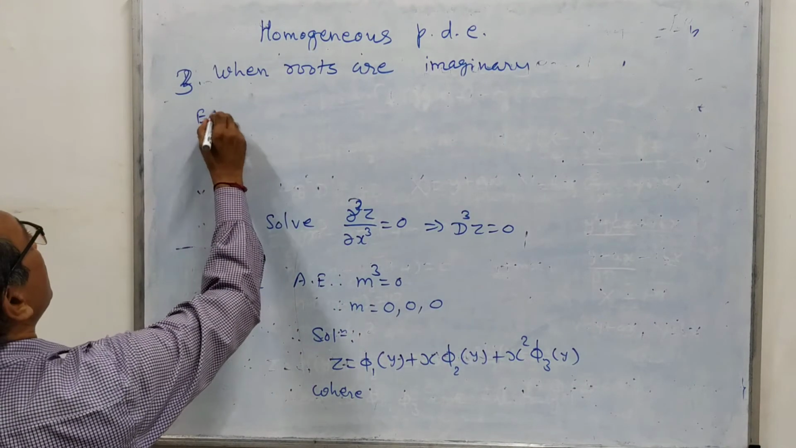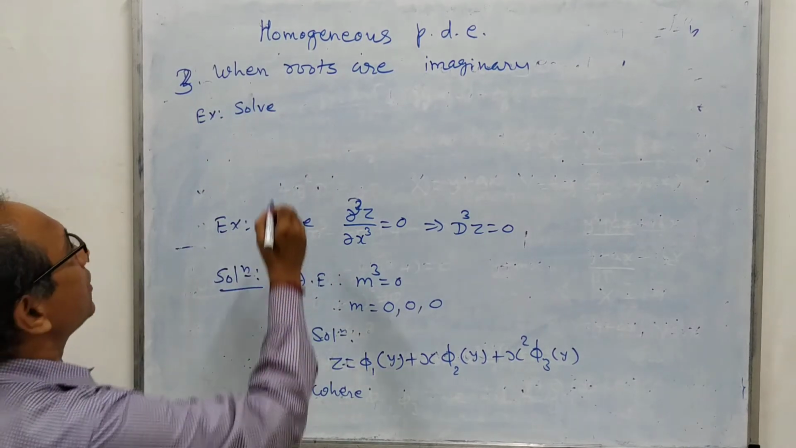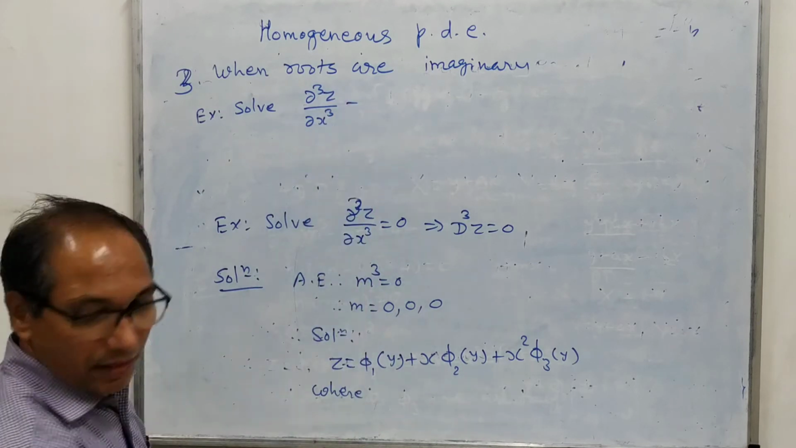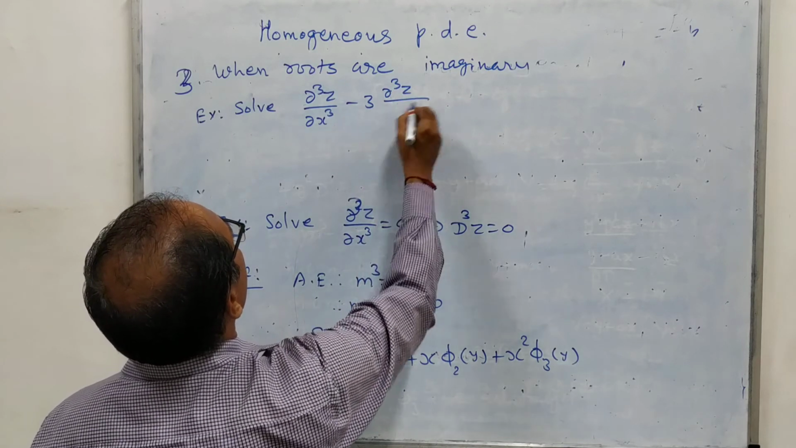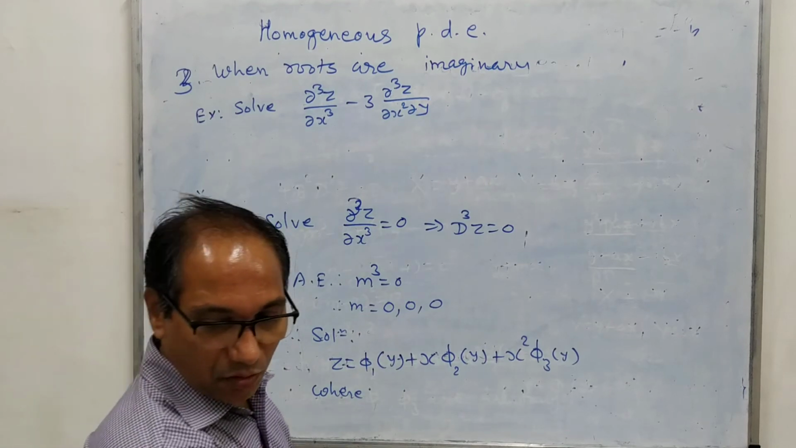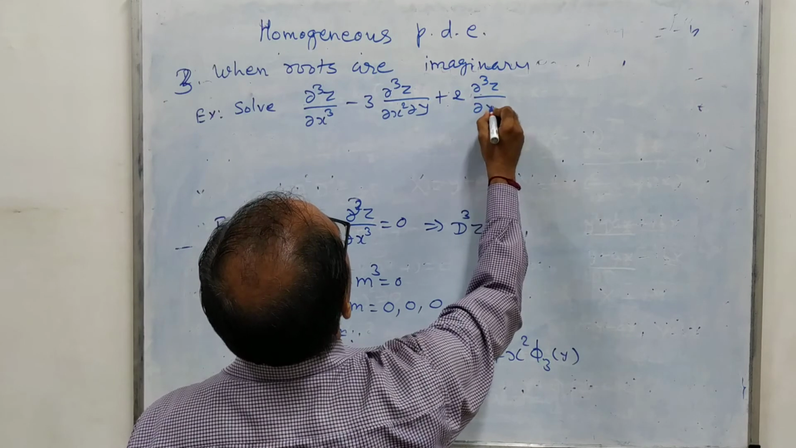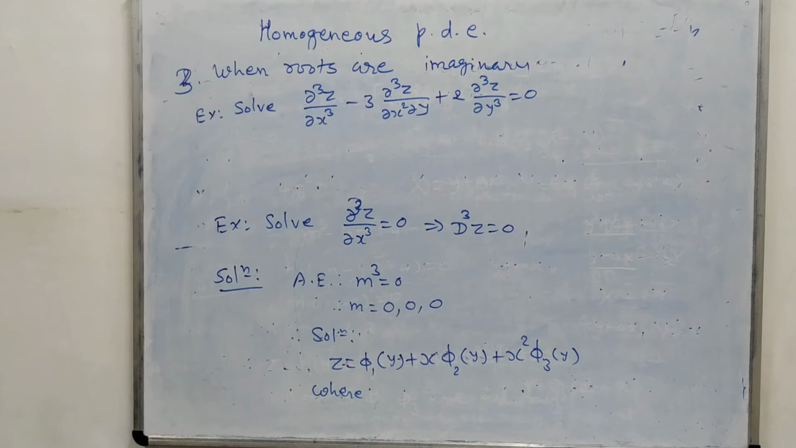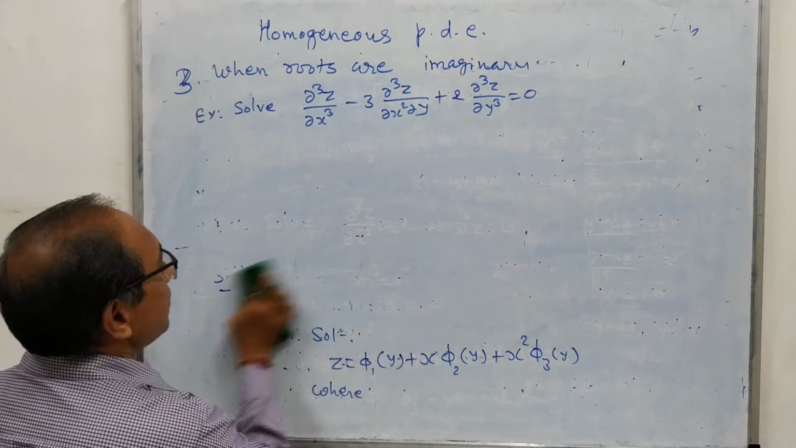Solve ∂³z/∂x³ − 3 ∂³z/∂x²∂y + 2 ∂³z/∂y³ = 0. So this is again the auxiliary form of the homogeneous equation, because the right-hand side is given as 0.